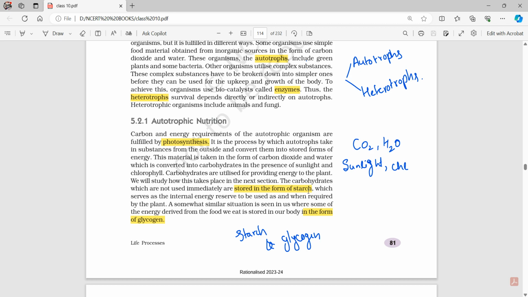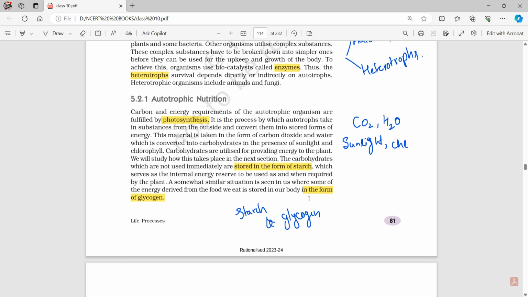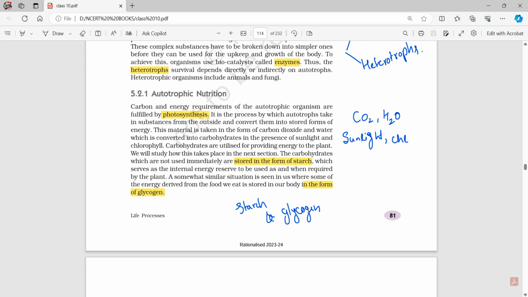The carbohydrates, which are not used immediately, are stored in the form of starch, which serves as the internal energy reserve to be used as and when required by the plant. A somewhat similar situation is seen in us, where some of the energy derived from the food we eat is stored in our body in the form of glycogen.